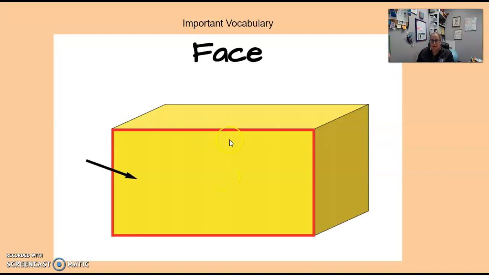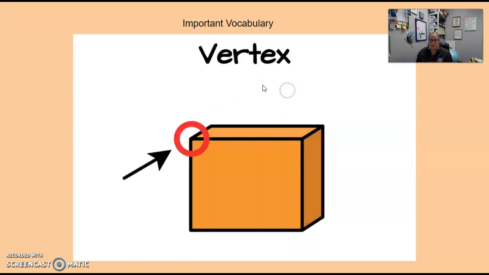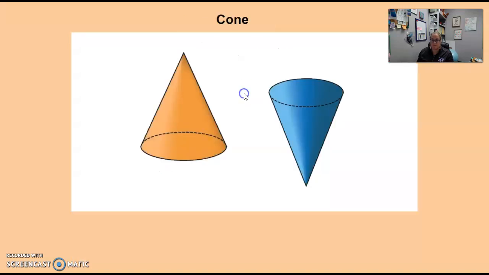The next one we have is a review word. It's face. Remember, a face is a flat surface on a 3D shape. Next one is edge. An edge is when two faces come together and they create this line. The next one is a vertex. Remember, a vertex is when three faces come together or two edges come together and it creates these little points or these corners. So, what do you notice about a cone?